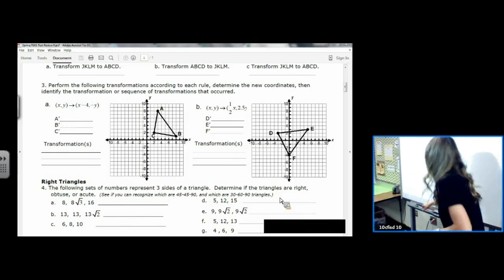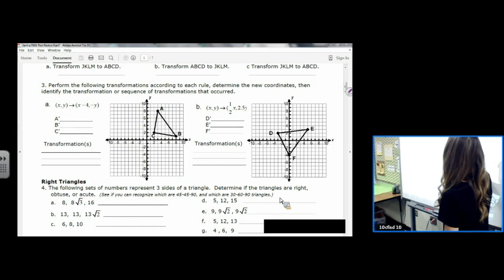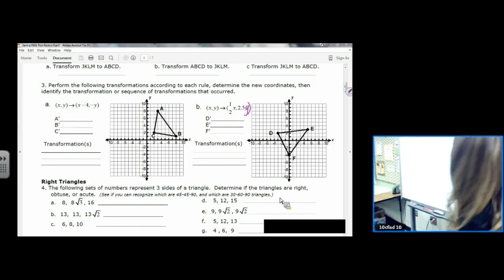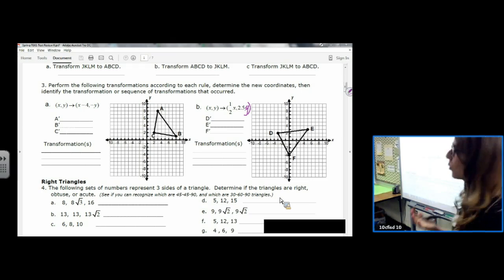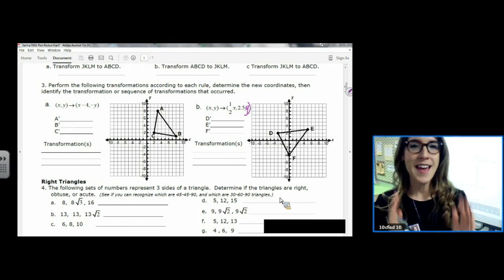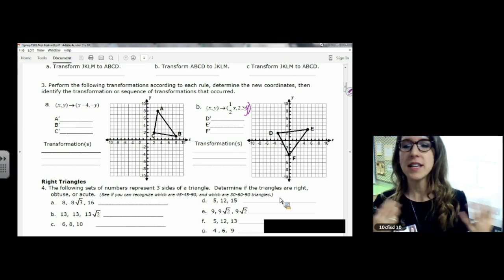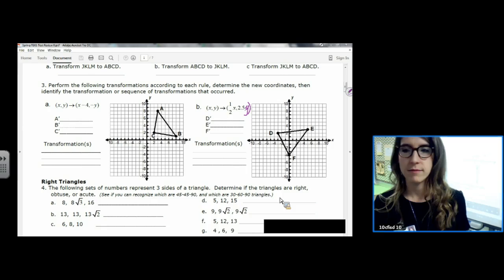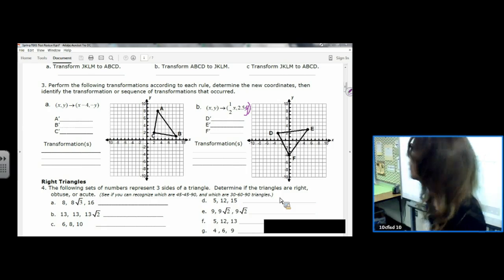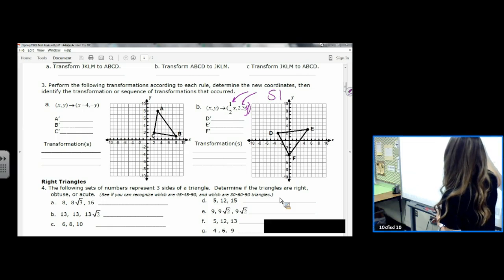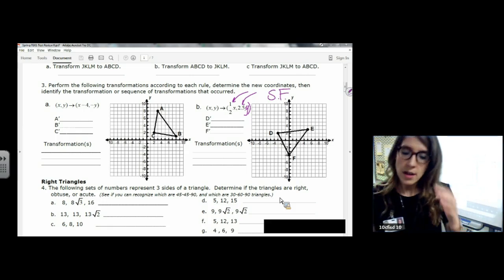3B got cut off a little bit on your review. So this should have said 2.5y, parenthesis close like that, okay? So the way that we're going to do that is we're going to find the coordinates of our original points, and we're going to take all the x values and multiply them by 1/2. We're going to take all the y values and multiply them by 2.5. So that's what that means right here. That is also called a scale factor.